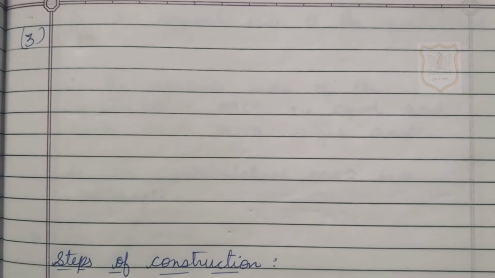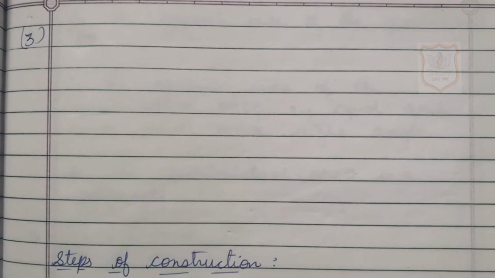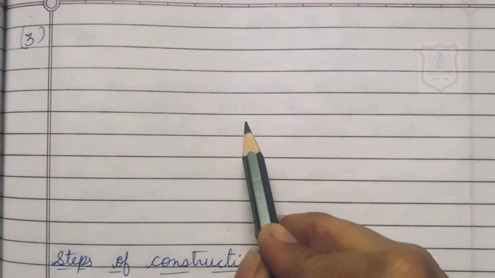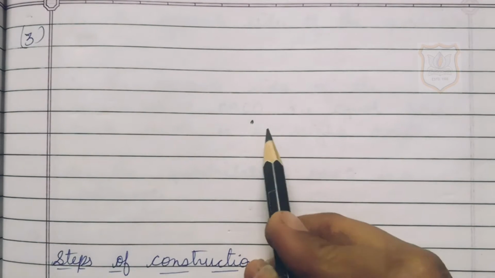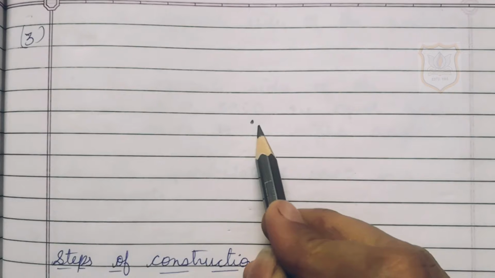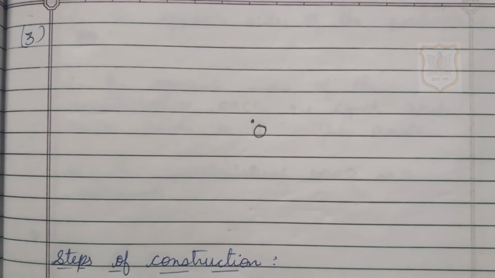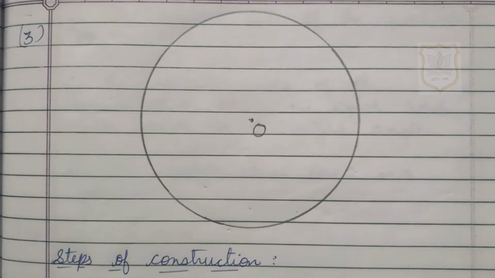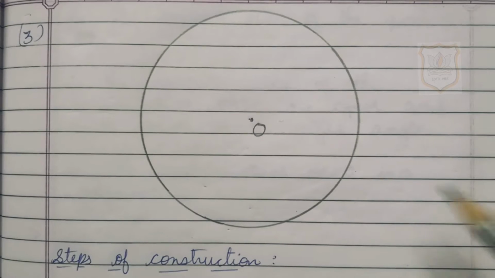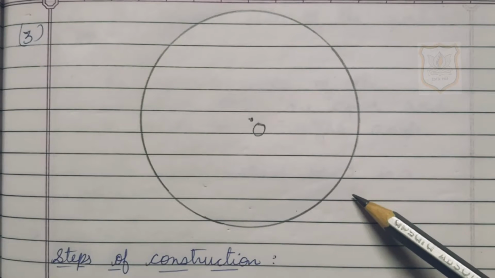Solution for question number 3. Step 1. Draw a circle with center O with suitable radius. Students, here we have to draw a circle with center O. We make a point and name it O, and draw a circle with this center with a suitable radius. So students, in this way we have to draw a circle. Here I have taken a radius of 4 centimeter. You can take any radius.